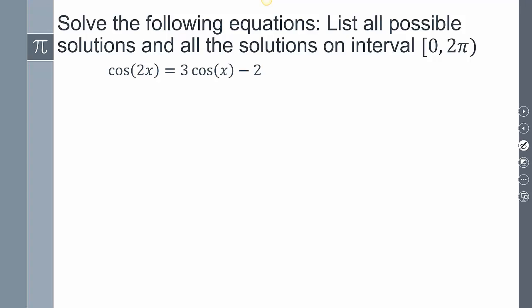For this next one here, same idea. This is cosine of 2x, and this is x. I have to try and find some way to make the angle both 2x. I don't know how to just take a cosine x and turn it into that, but I do know how to turn a cosine of 2x, that's a double angle identity, into something else to be able to manipulate it.